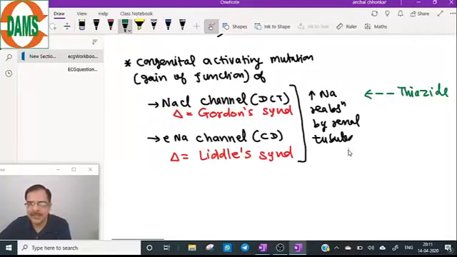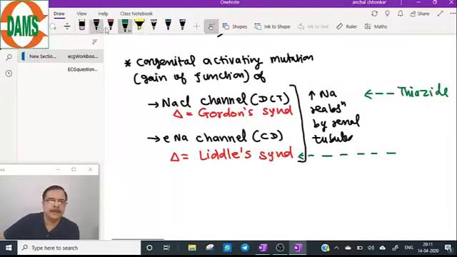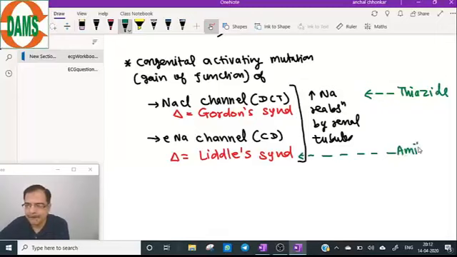This is known as Liddle syndrome, and the treatment for Liddle syndrome is amiloride. So it is amiloride. These inhibit their respective channels.